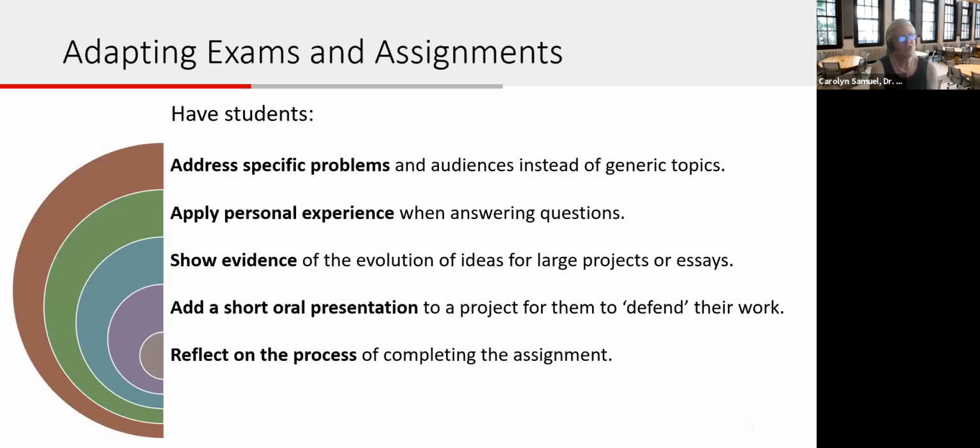And then the idea of having a short oral presentation to defend their work. It's like another way for students to indicate that they really did what they've submitted. And that can be done orally in a live presentation, or it can be done through a recording. And then reflecting on the process of completing the assignment. So a personal reflection about what they experienced as they were doing the assignment. So these are just some different ways to do the adapting portion.